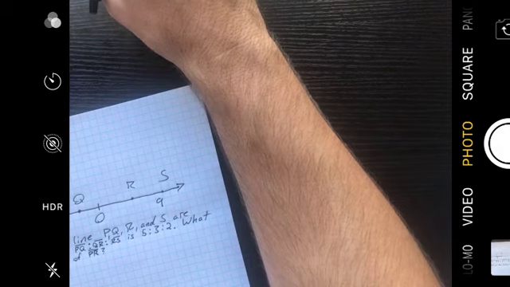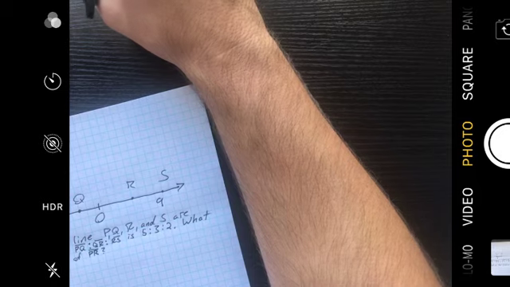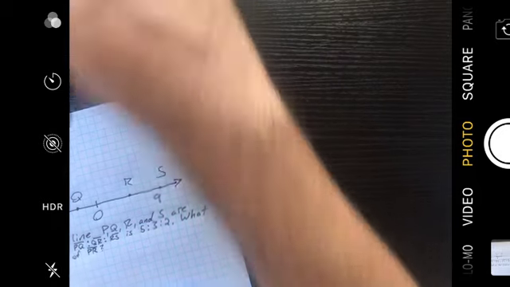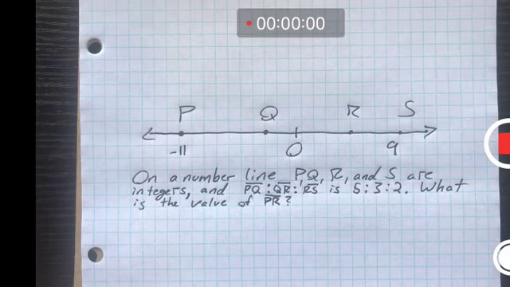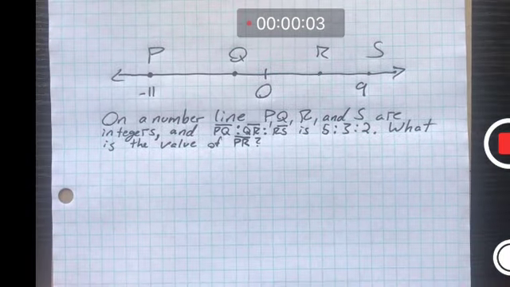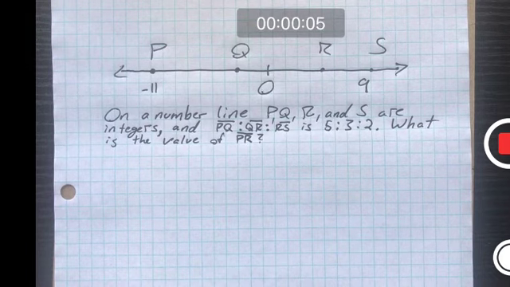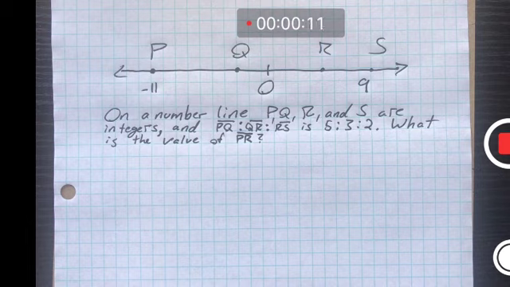That was a silver question, dude. You're totally right. All right, so let's see here. Okay. All right, bros. On a number line, P, Q, R, and S are integers, and PQ to QR to RS is at a ratio of 5 to 3 to 2. What is the value of PR? Let's go.